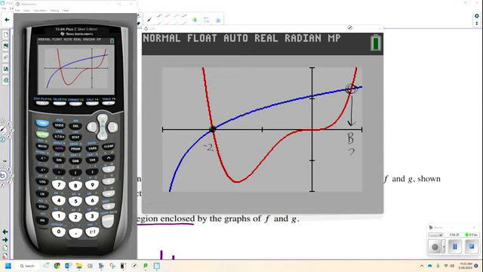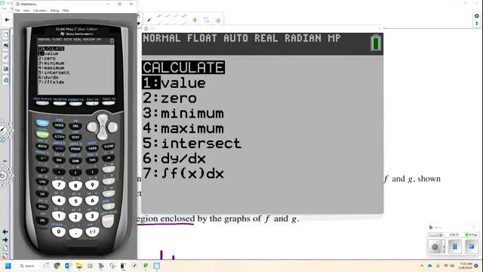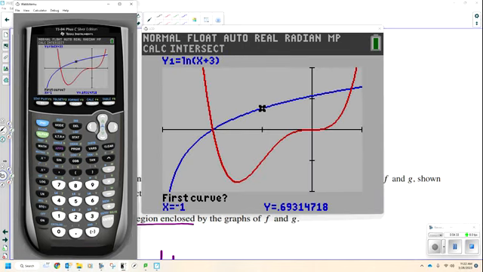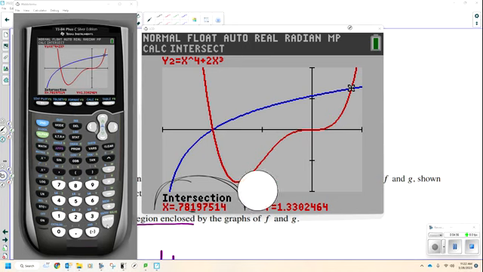And I'm going to use the intersect function to find that. Second trace, I'm going to pick 5 for intersect. And I got to move my little spider dude closer to that intersection point. When I get close enough, it doesn't have to be right on it. It can just be close. I'm going to hit enter 3 times. And if I look at the bottom left, the intersection x value right here, we'll call that 0.782 because we'll round that one up. 0.782.